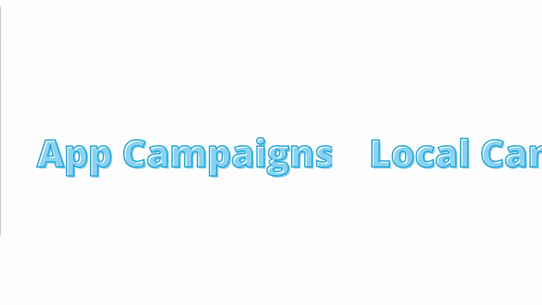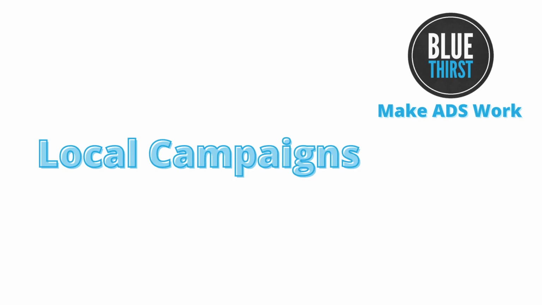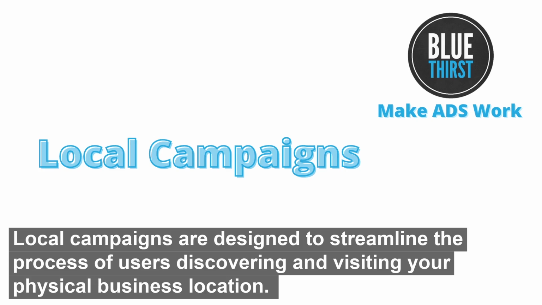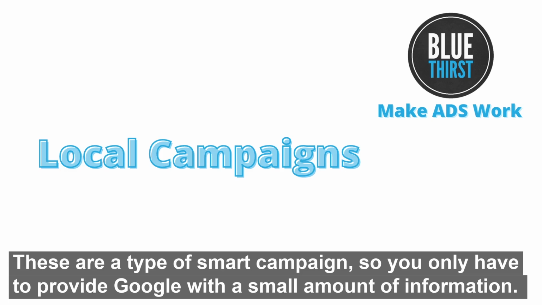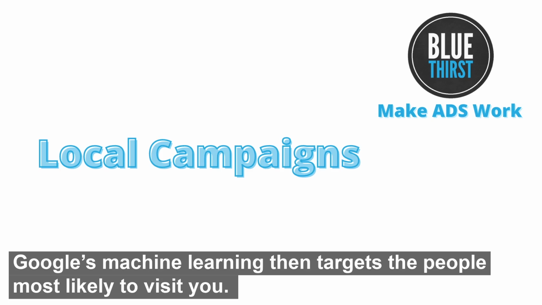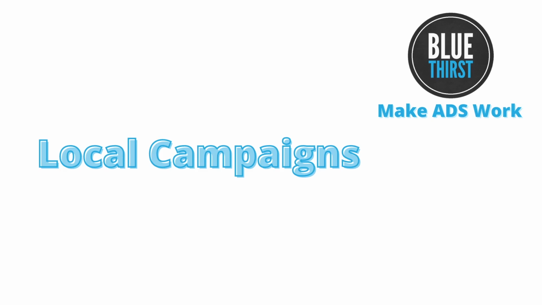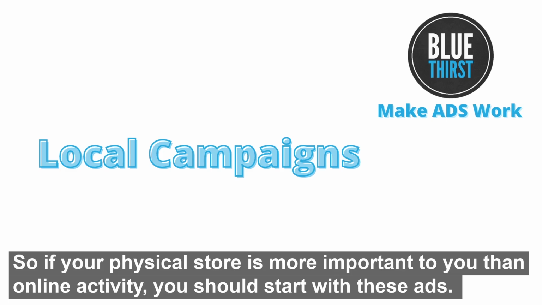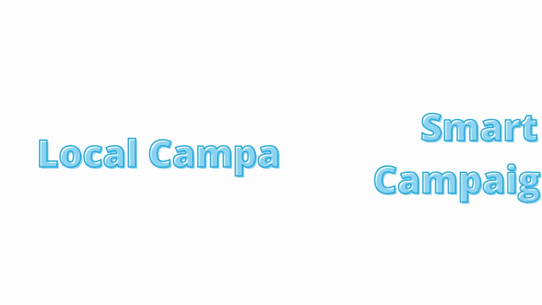Local campaigns. If you're a business that operates locally, then this is for you. Local campaigns are designed to streamline the process of users discovering and visiting your physical business location. These are a type of smart campaign, so you only have to provide Google with small amounts of information. Google's machine learning then targets the people who are most likely to visit you. Your ads will be eligible to appear across all of Google's properties. So if your physical store is more important than your online activity, you should start with these ads.